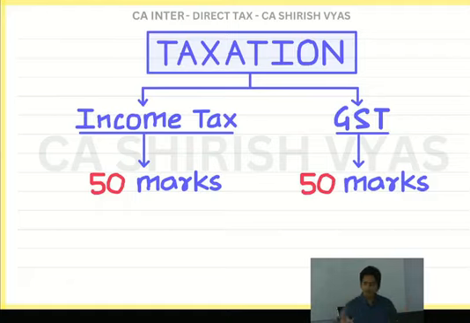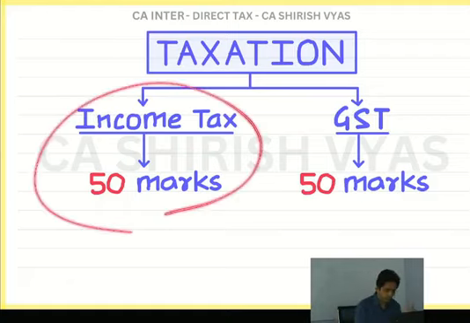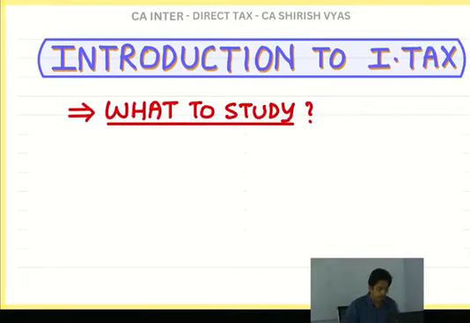So we are starting with income tax today, okay? The portion of 50 marks. Now look. See, first my target is to give you an introduction about income tax. In the introduction, what I will explain is: what is income tax, why income tax, and what do you study in income tax. Three things. Listen to everything properly. What is income tax, why income tax, and what do you study in income tax. Three things I will teach you in the introduction, and then we will start with chapter 1.